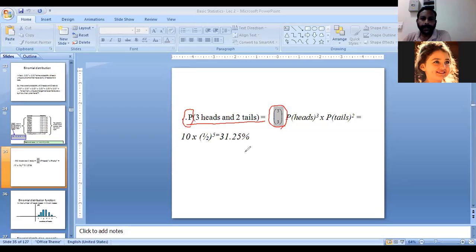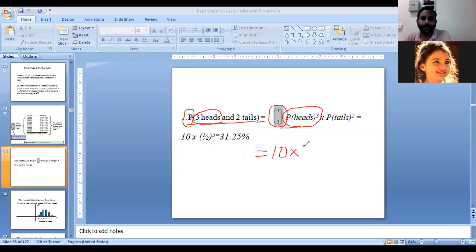Basically, this is equal. How did we do this? How did we come across this answer? Here n is 5 and x is 3. So what is the factorial of this? That is 10. We have already got the value. So that is multiplied by the probability of getting the number of heads.